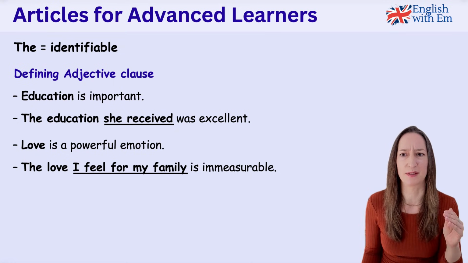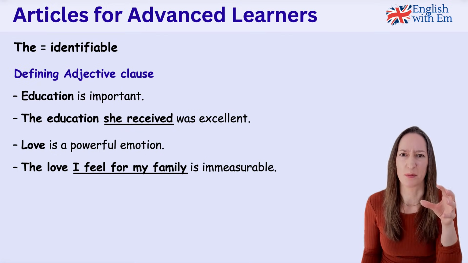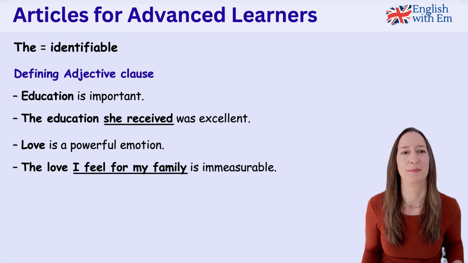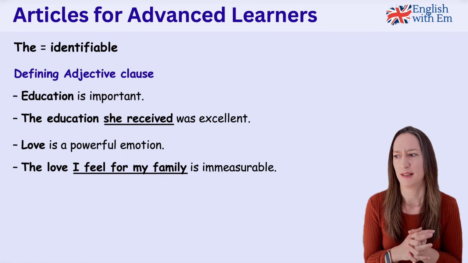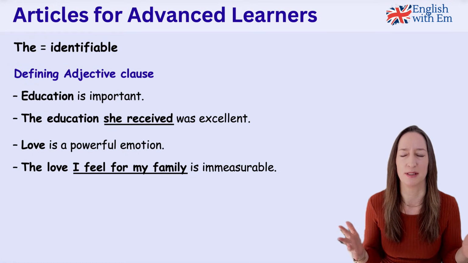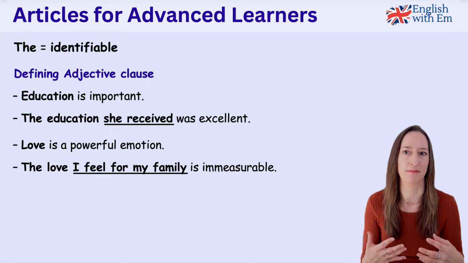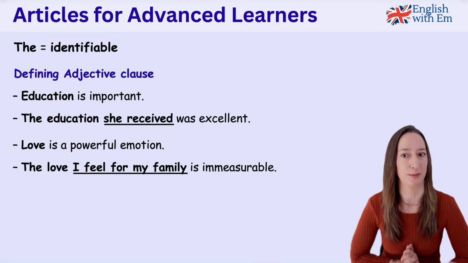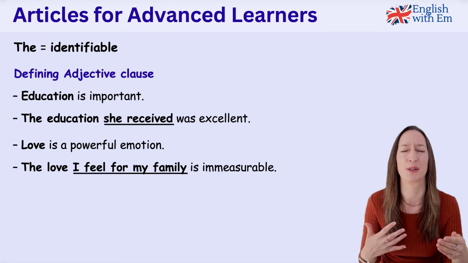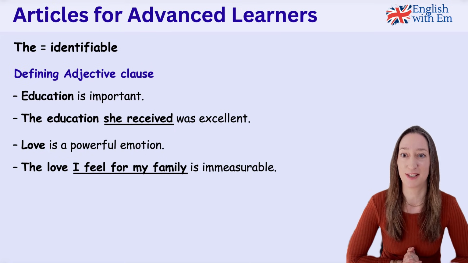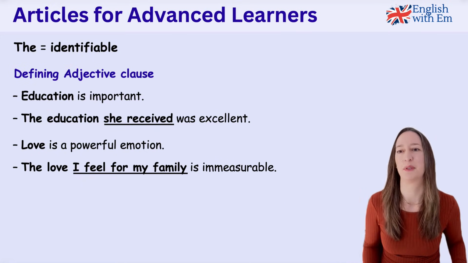So both of these nouns, education and love, are abstract. We can't touch them. We can't put them in a box. But they can still be used with articles. Sometimes people think abstract nouns, we don't use them with articles. That's not true. We do if we are defining them, if we're being specific, if they are identifiable. For more on defining adjective clauses, relative clauses in general, check out my video on reducing them. It's in the Advanced Grammar playlist, which you'll find in the description.